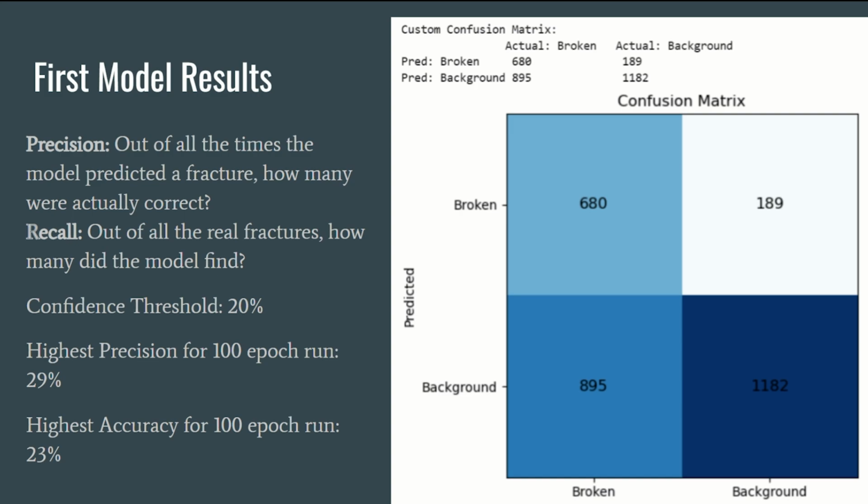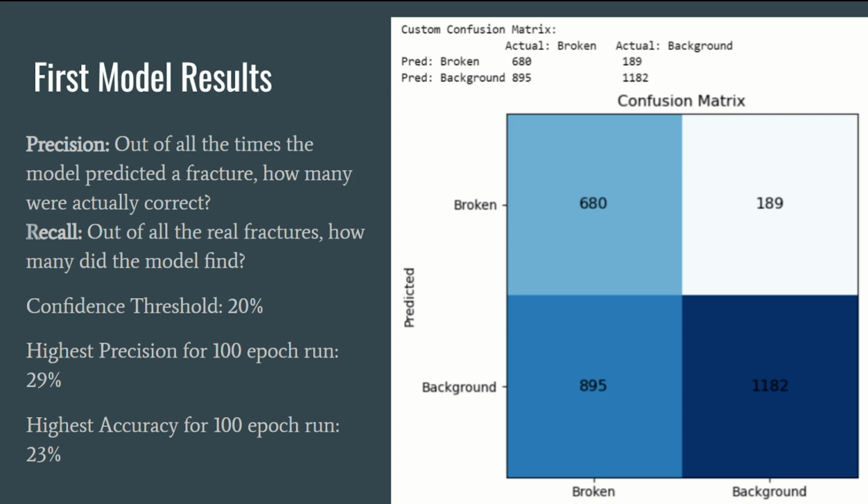Some important terms we need to remember are precision and recall. So, precision is asking, out of all the times the model predicted a fracture, how many were actually correct? Recall is saying, out of all the real fractures, how many did the model find? We had a confidence score of 20%, meaning the model needs to be at least 20% confident that a region contains a fracture to report it.